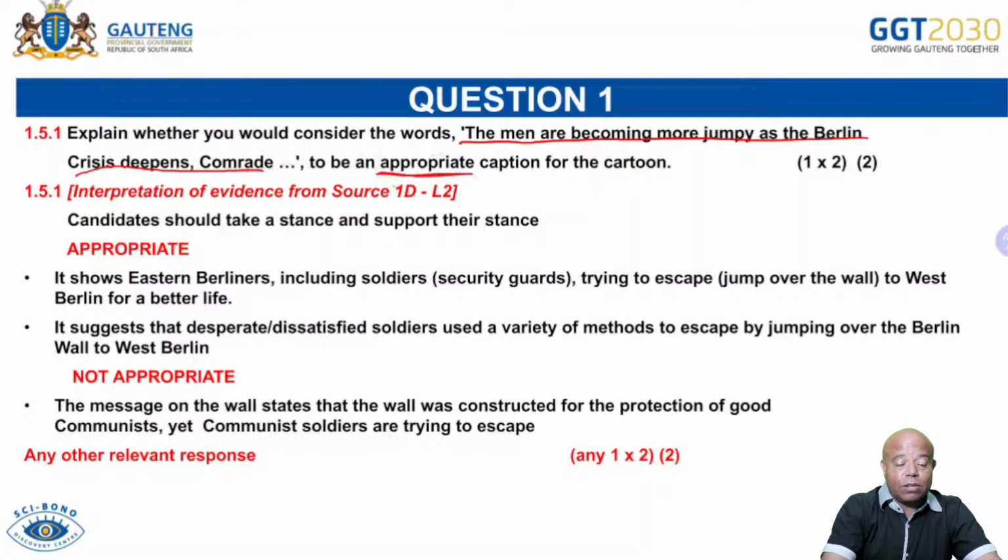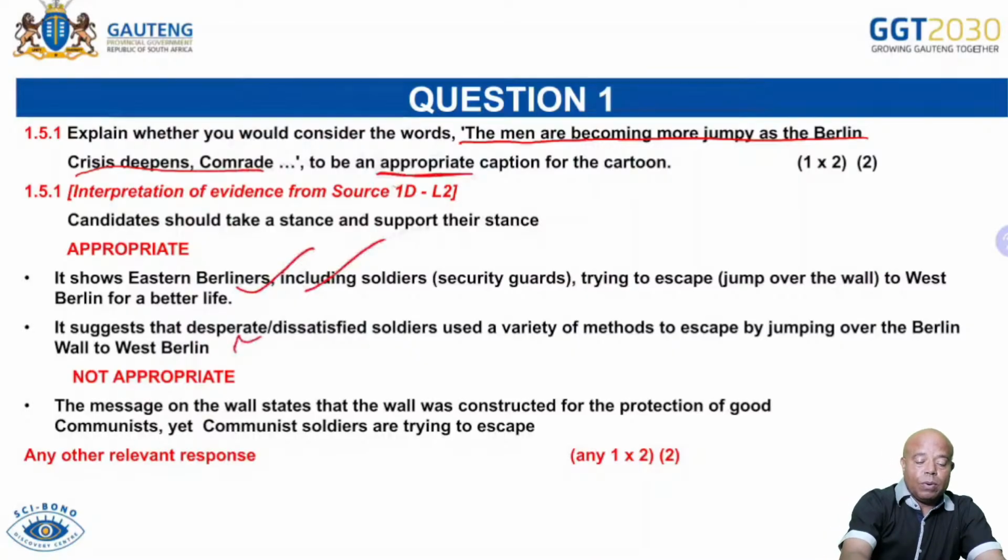The second one that could have been provided there: this will give us 2 marks. It suggests that desperate, dissatisfied soldiers use a variety of methods to escape by jumping over the Berlin Wall to West Berlin. But remember, we only need 2 answers at the end of the day.